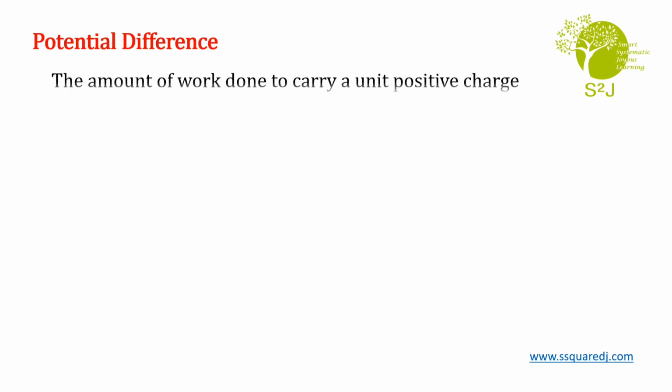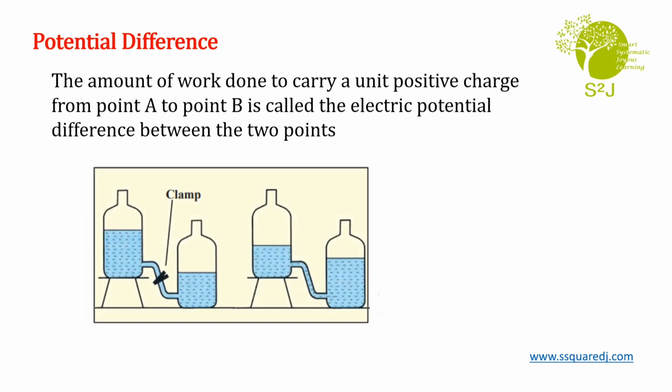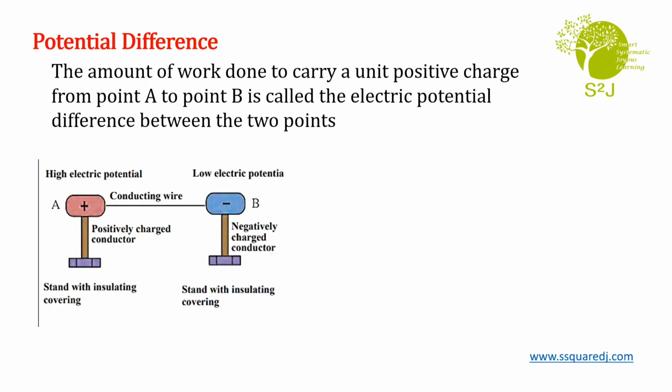Potential difference. The amount of work done to carry a unit positive charge from point A to point B is called electric potential difference between 2 points. Let's take an example of water. As you can see, the water will flow from the beaker which is above to the beaker which is at the lower point, from higher potential to lower potential, when the clamp is removed, until both have an equal amount of water. Similarly, the charge also flows from higher potential to lower potential.